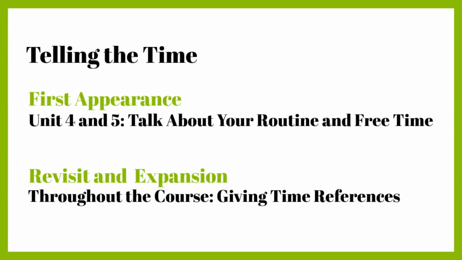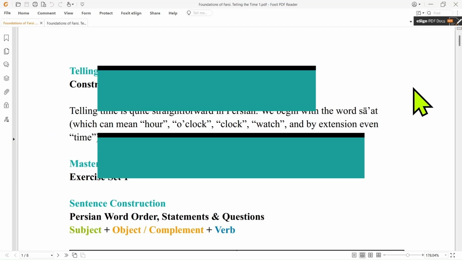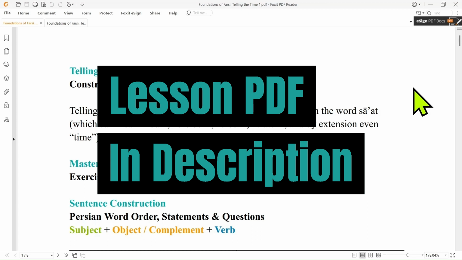We're going to focus on telling the time in Persian, first in units 4 and 5 to talk about our daily routine and free time activities, and then we're going to use it throughout the course whenever we're using time references. Telling the time is quite straightforward in Persian.